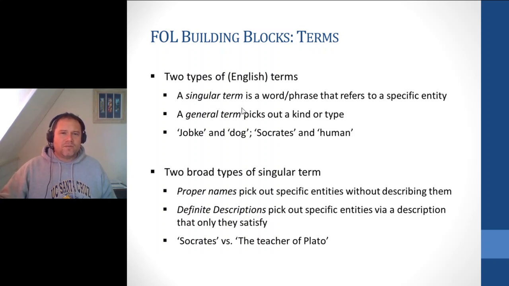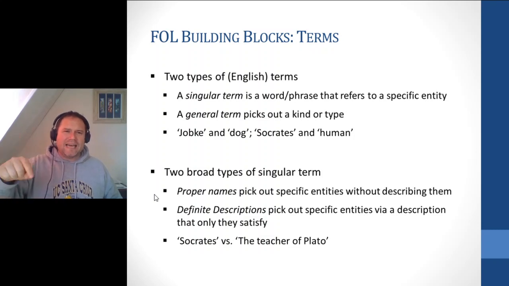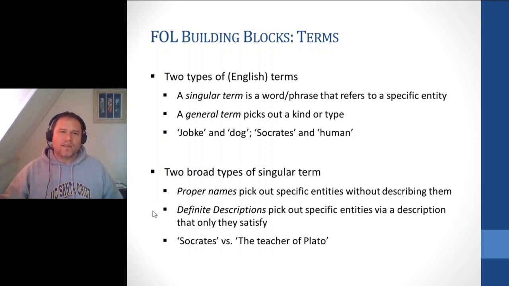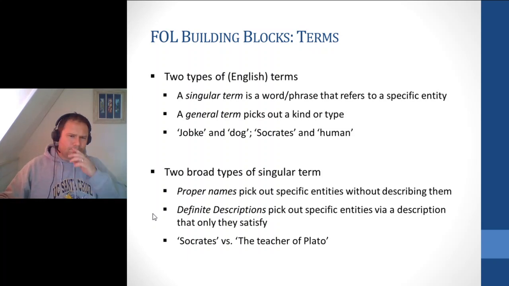And when we think of English, there's broadly 2 types of singular terms. There are proper names and definite descriptions. So proper names pick out specific entities, and they do so without describing them. They're just sort of labels that tag particular individuals. In contrast, definite descriptions pick out particular entities via a description that only that particular entity satisfies.